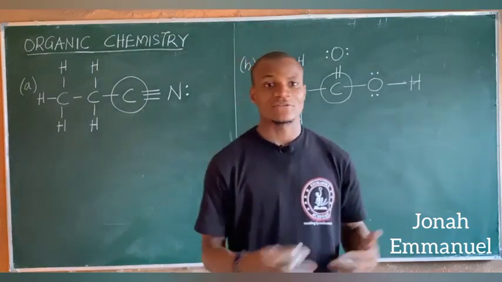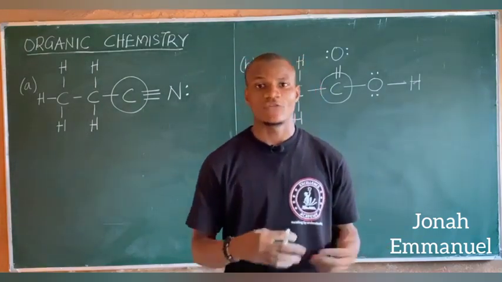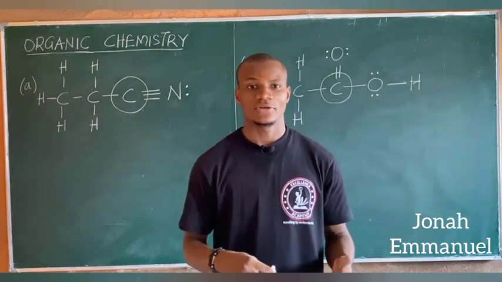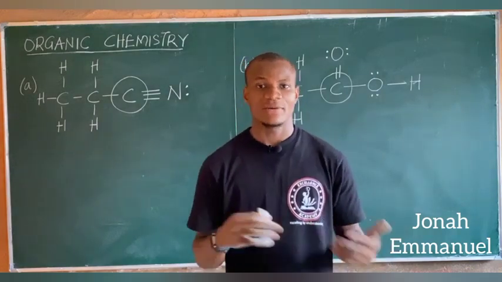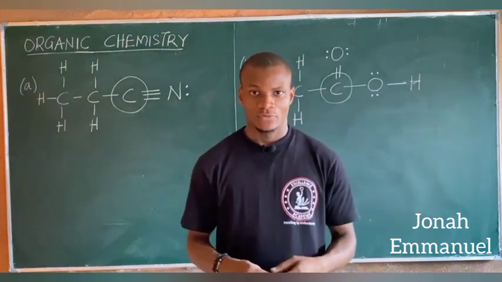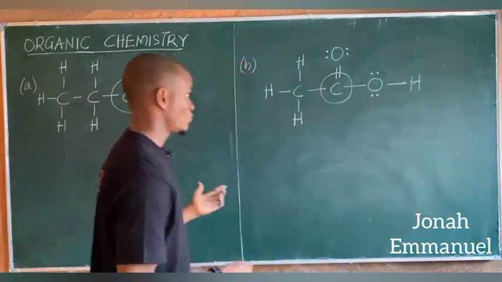Alright, from the first class we looked at the definition of organic chemistry. We looked at some of the terminologies there, including homologous series, sigma and pi bonds, functional group, alkyl groups, and what have you. Alright, so with that idea now, let's look at these two compounds.